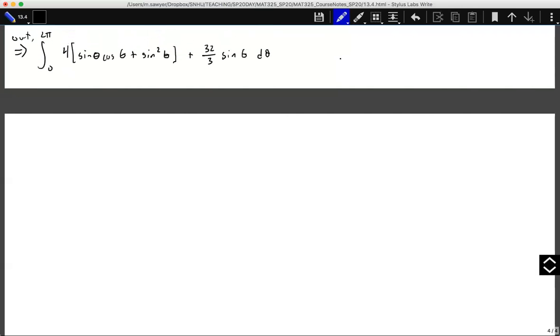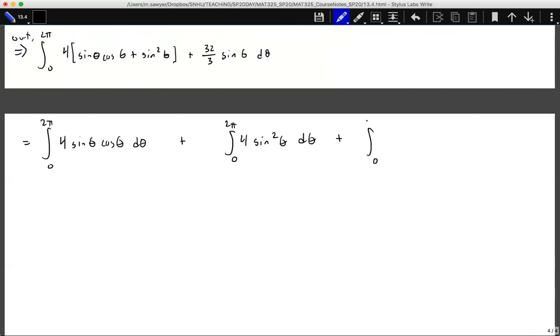When we're integrating this outer function, we've got 3 pieces here. So let's break up this outer function into 3 pieces. We have the integral from 0 to 2 pi of 4 sine of theta cosine of theta d theta, plus the integral from 0 to 2 pi of 4 sine squared of theta d theta, plus the integral from 0 to 2 pi of 32/3 sine theta d theta.